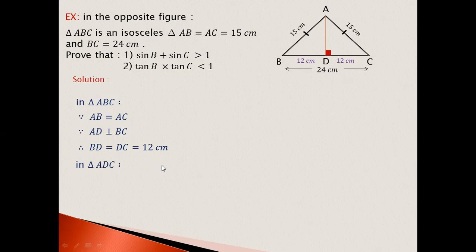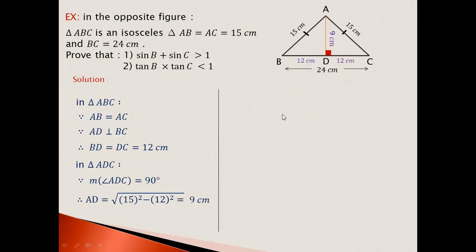And in the right angle triangle ADC, since AD is the missing side of the right angle triangle, we can find it by using the Pythagoras theorem. So since measure of angle ADC equals 90 degrees, AD equals square root of 15 squared minus 12 squared, and it's going to be 9 centimeters. Now we can easily find any trigonometrical ratio of any angle.